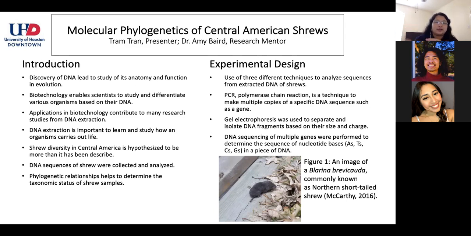As you can see in this figure at the bottom right-hand corner, it is an example of the Blarina brevicauda, which is commonly known as the northern short-tailed shrew, that can be found in Central America. And for the next slide, let me see if I can go.